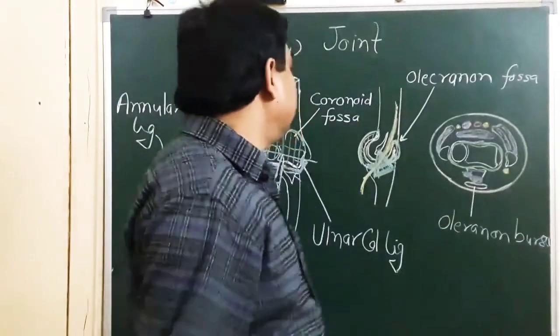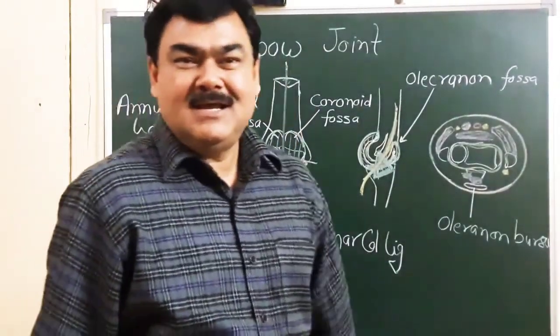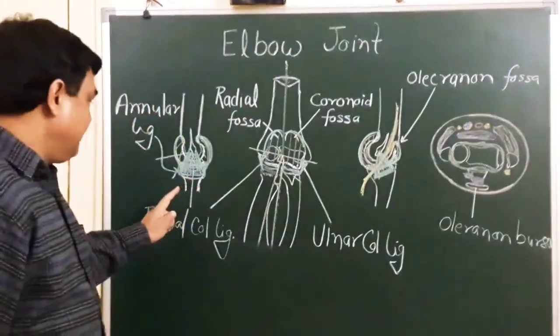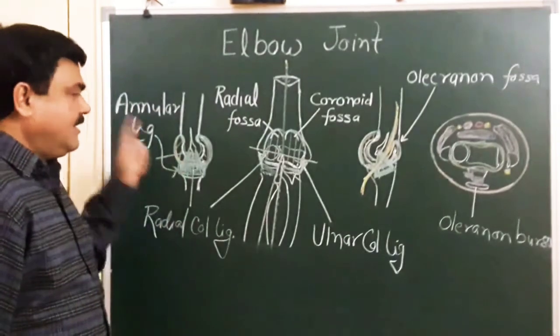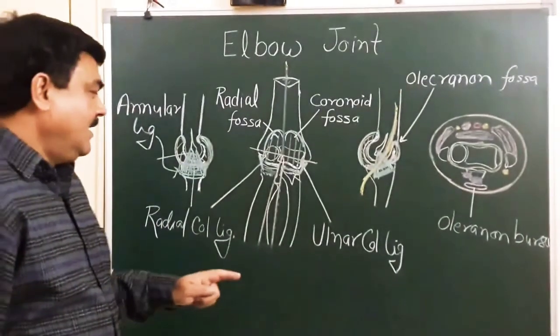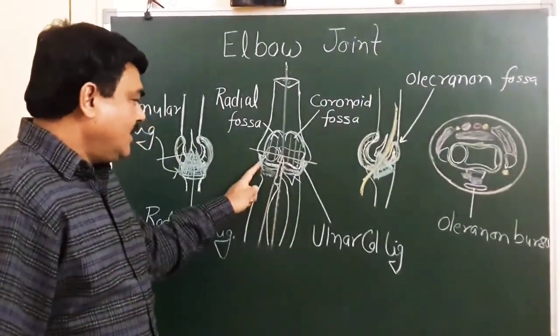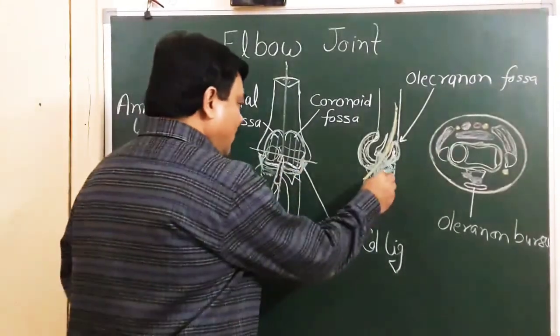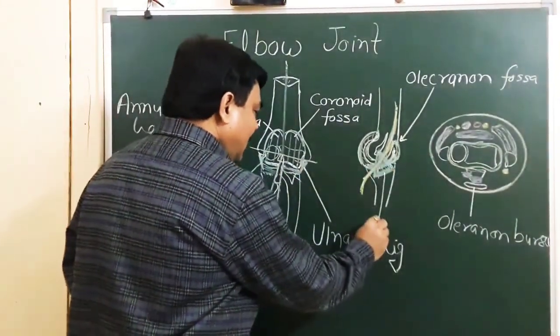Now we'll discuss the applied aspect of the elbow joint. Here you have seen this is the radial collateral ligament. Here is the radial collateral ligament. This is the ulnar collateral ligament.